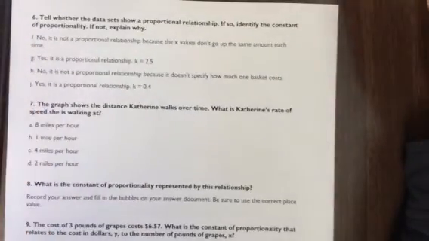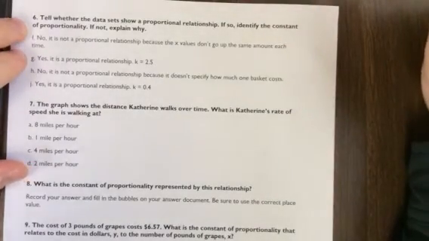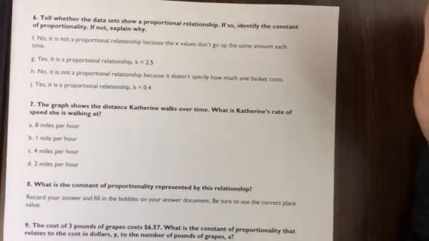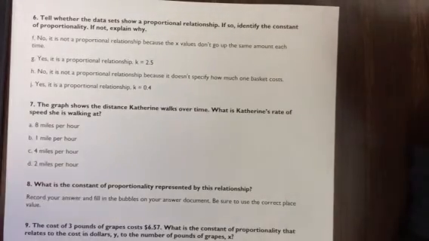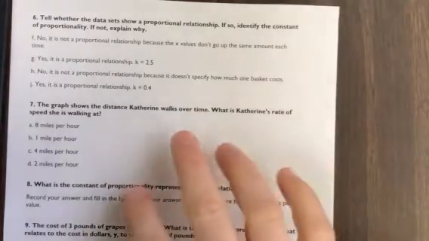6. Tell whether the data sets show a proportional relationship. If so, identify the constant of proportionality. If not, explain why. F is no, it is not a proportional relationship because the x value doesn't go up the same amount each time. G is yes, it is a proportional relationship, K equals 2.5. H is no, it is not a proportional relationship because it does not specify how much one basket costs. J is yes, it is a proportional relationship, K equals 0.4.